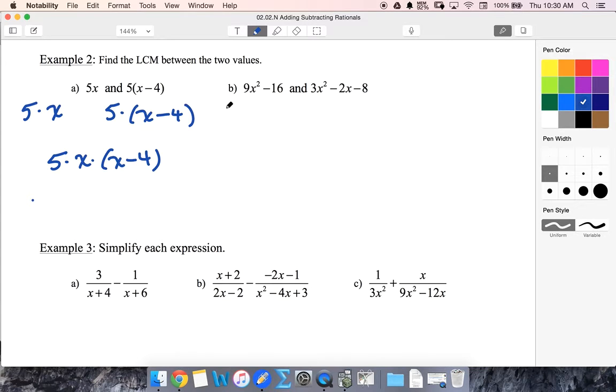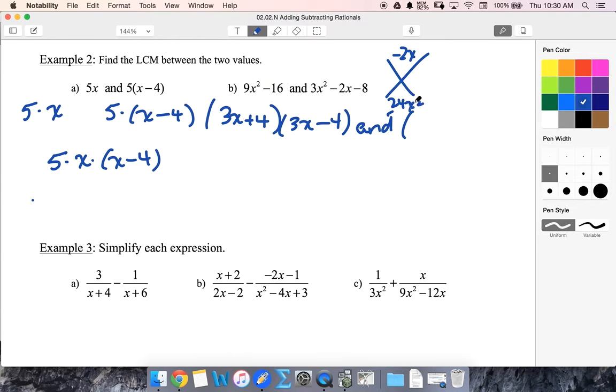9x squared minus 16, that's the same as 3x plus 4 times 3x minus 4. And if I factor this one, let me think about this, I need to add to negative 2x and multiply to negative 24x squared. That is negative 6x and positive 4x. So 3x has to be multiplied by minus 2 to make the negative 6. And then 1x has to be multiplied by negative 2 to make the positive 4.